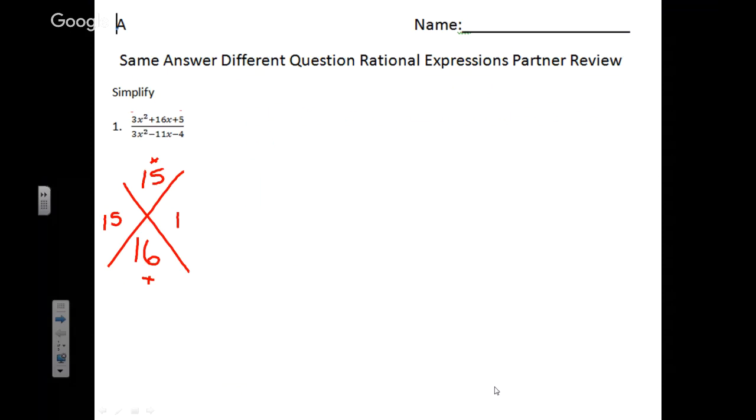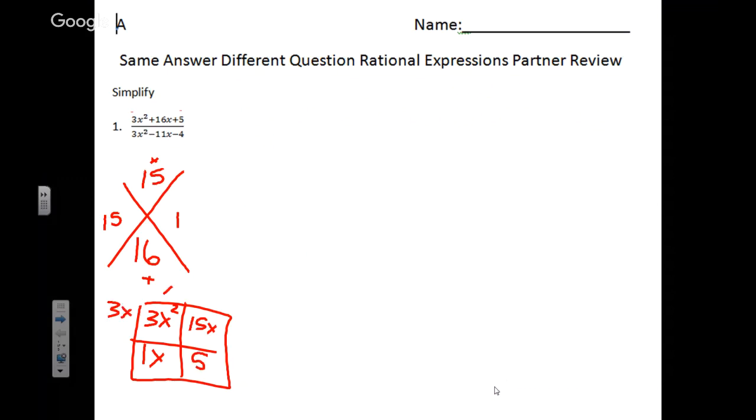Okay, so then I can make my box. It's 3x squared, 15x, 1x, and 5. And hopefully at this point we really know how to factor this part, so I'm going to go really quick there. On the top here, I end up with 3x plus 1 and x plus 5.